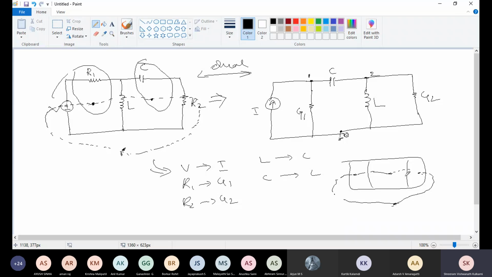Like this. Here also the same. Place the node inside the loops, one reference node outside the loop, then connect those inside nodes with a dashed line, then connect these nodes crossing the branches with the reference node, then draw the dual network. Yeah, understood, right?